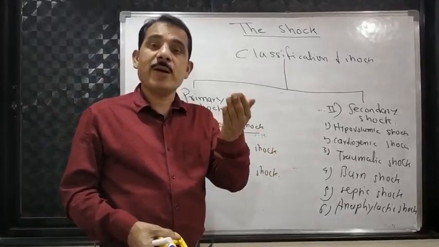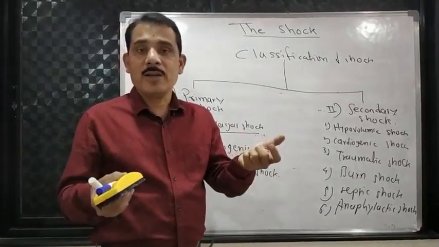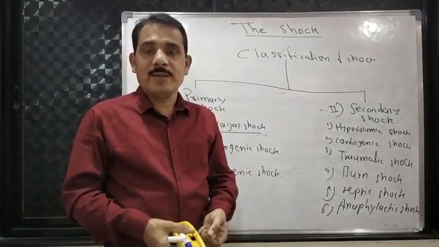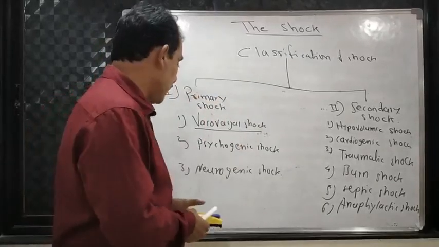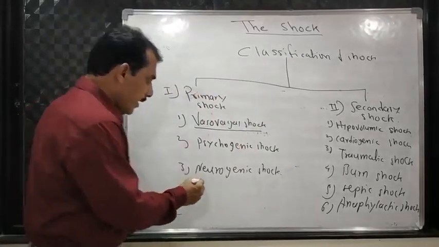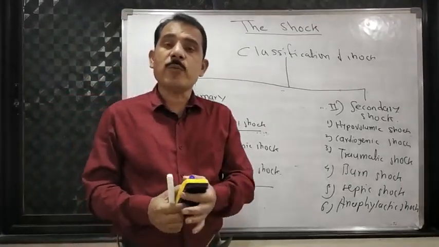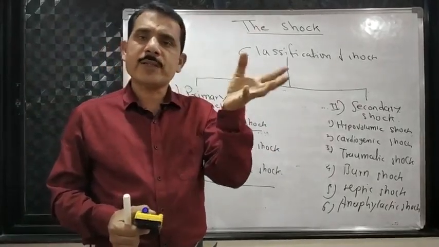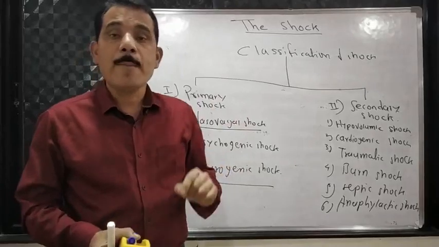Many times you will see a person become unconscious or undergo shock when they see a lion suddenly in front of them. So this is called psychogenic shock. Then the next one is neurogenic shock. The neurogenic shock is a type of primary shock. In this shock also, the patient is absolutely normal. So that's why it's also a type of primary shock.